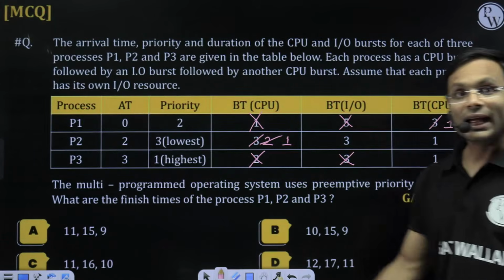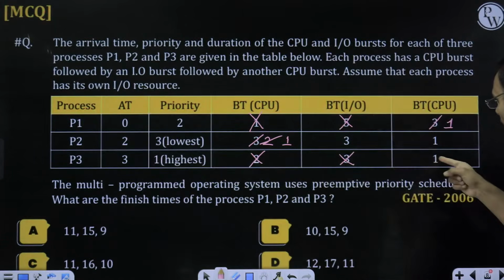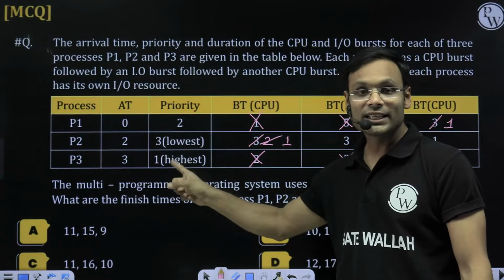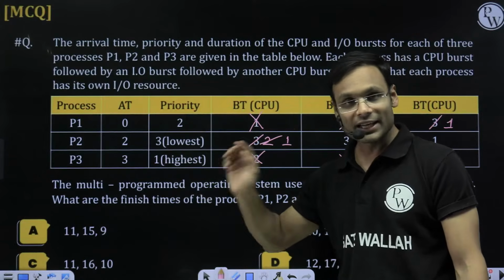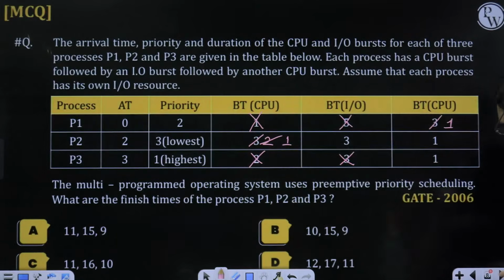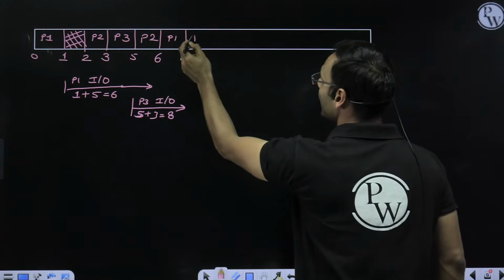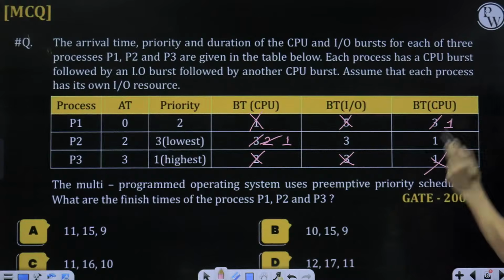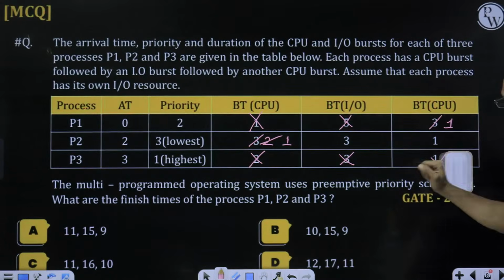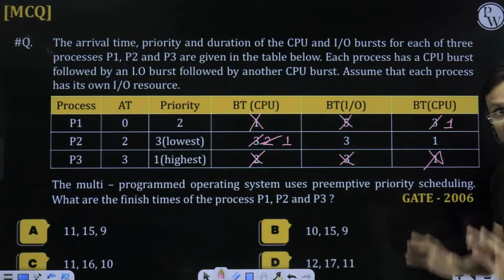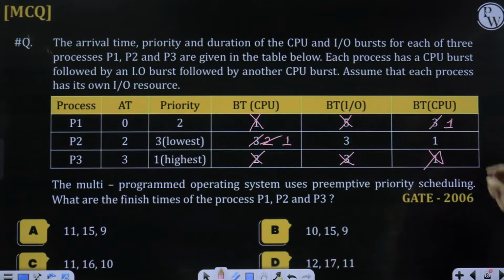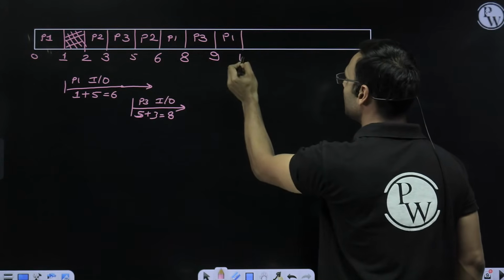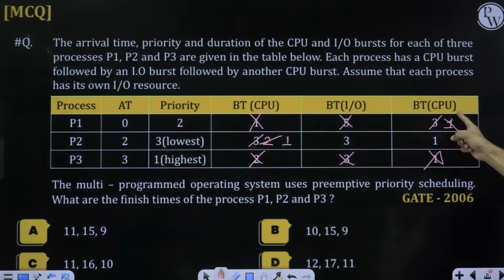What happens? At 8, P3 arrives. When P3 arrives, its priority is highest. So it will preempt P1 and it will take the CPU and it will execute till 9, and P3 completes at 9. When P3 completes, first we will have to complete P1 again. It will take 1 time duration till 10 just because it is the next priority process.